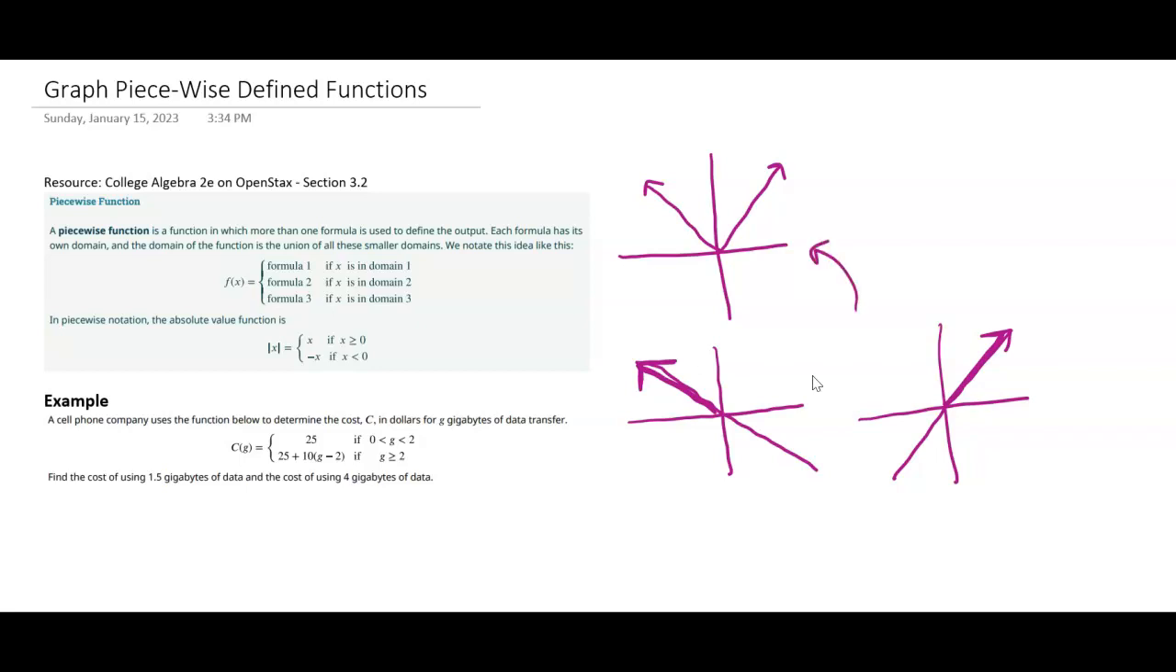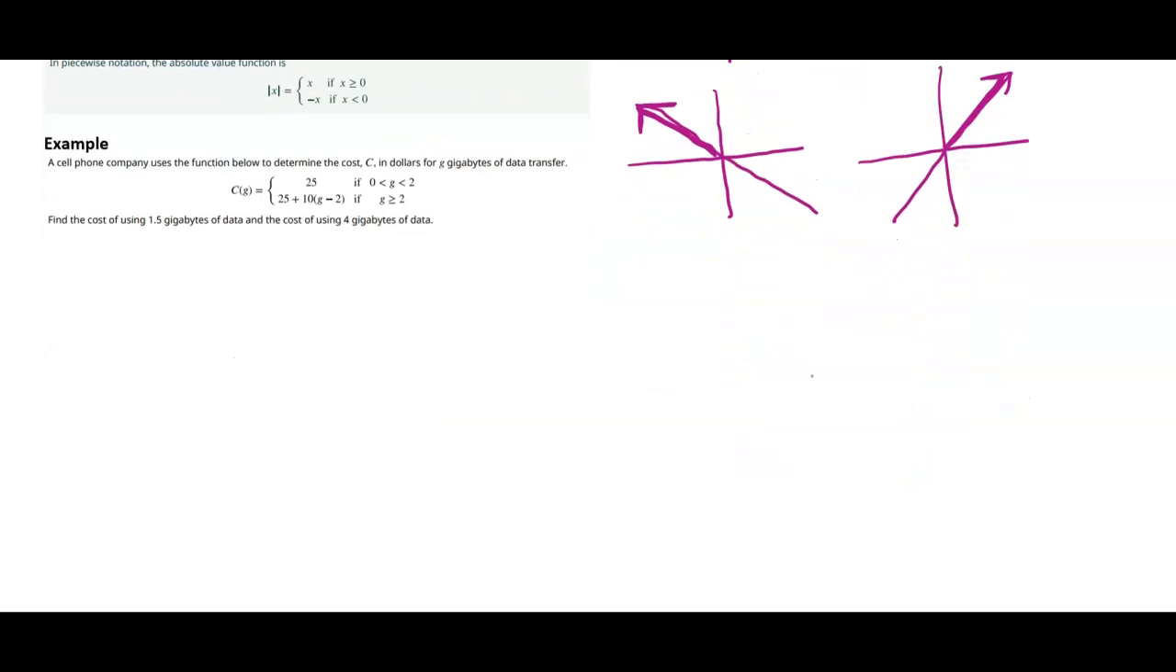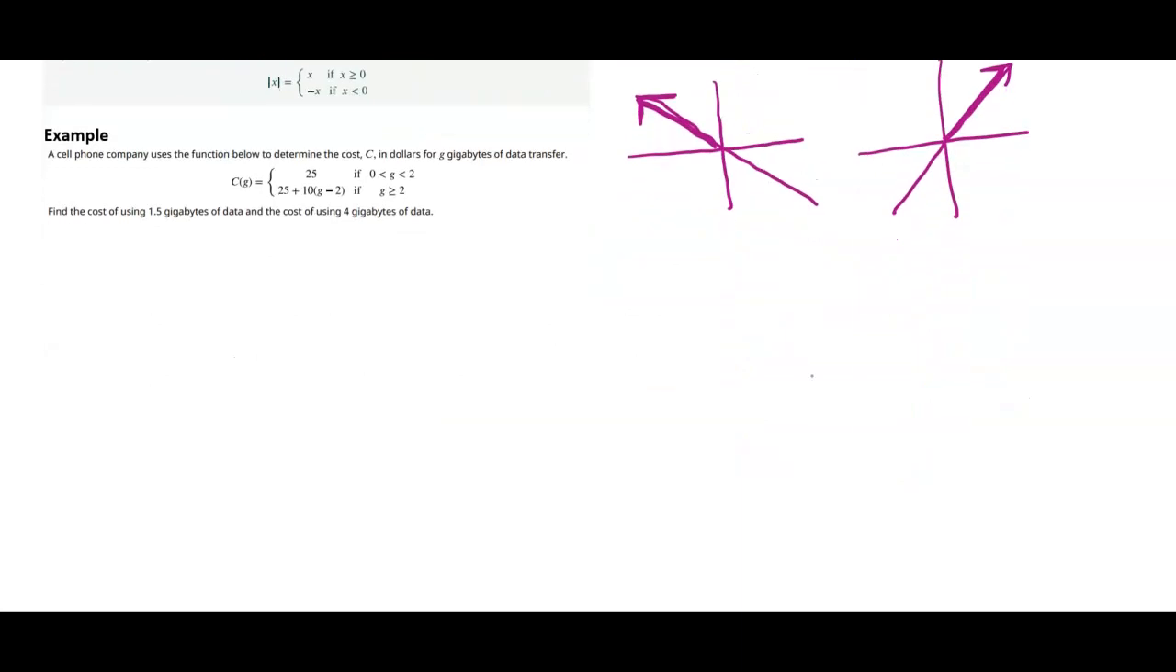absolute value function. So let's say that there's a cell phone company and they use this cost equation for how much it's going to cost you for gigs. So let's say, basically to give some examples here, you get a flat rate of $25 between 0 and 2 gigs. After that, they're going to charge you essentially per gig used after 2.